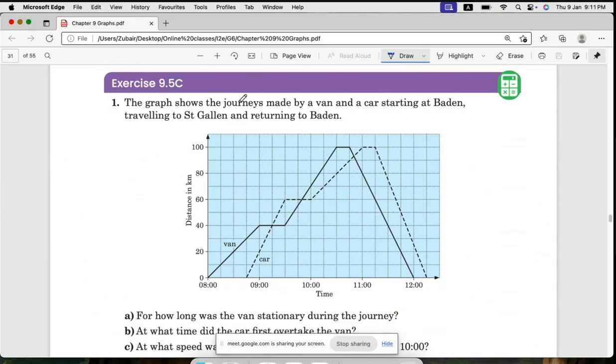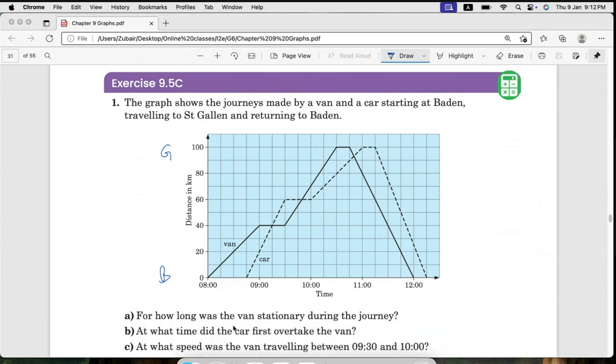Question 1. The graph shows the journey made by a van and car starting at Baden, traveling to St. Gallen, and returning to Baden. So this is B, this is G, and again back. For how long was the van stationary? Stationary means not moving. For how long was the van stationary?